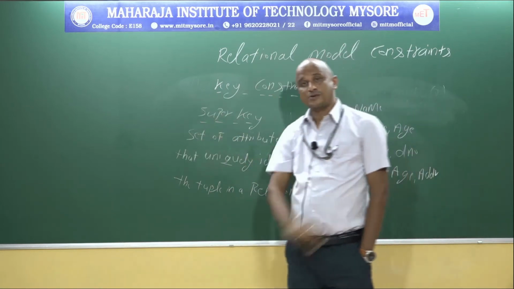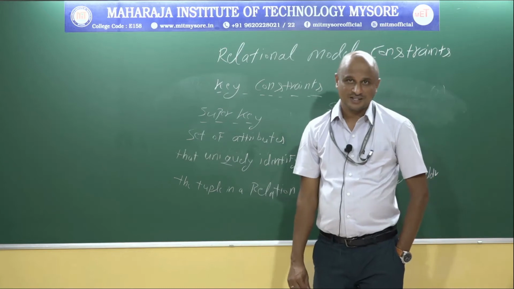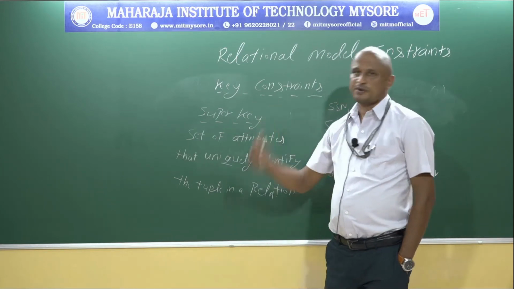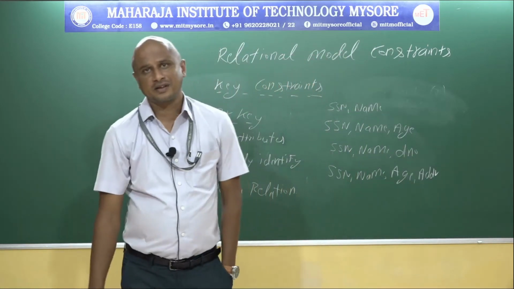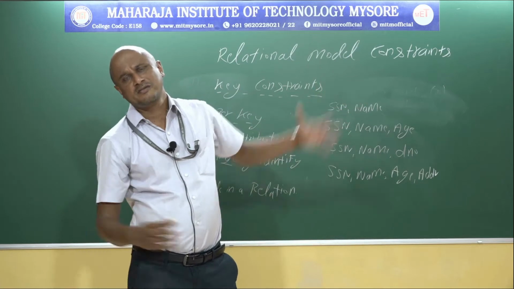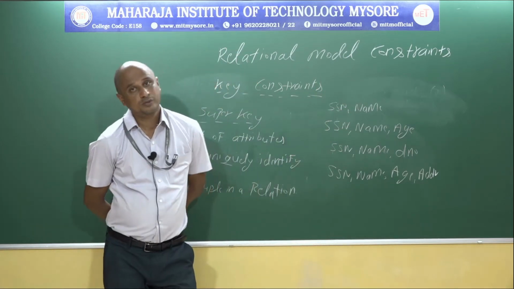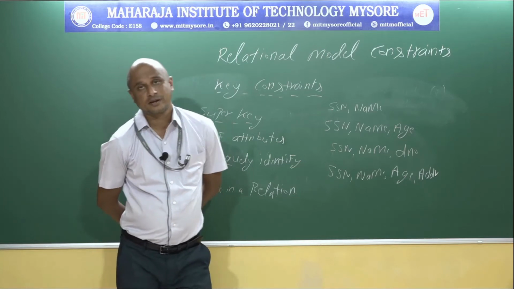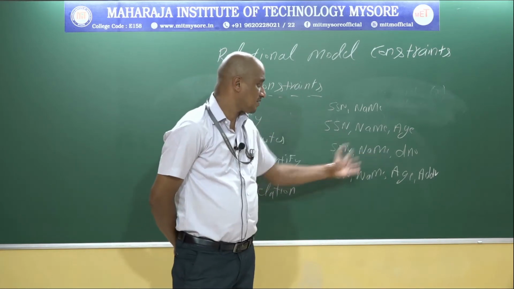A set of attributes that uniquely identifies a tuple in a relation is called a super key. We have n number of combinations that uniquely identify a tuple in a relation, right? For example: SSN, name, age; SSN, department number, age, address.